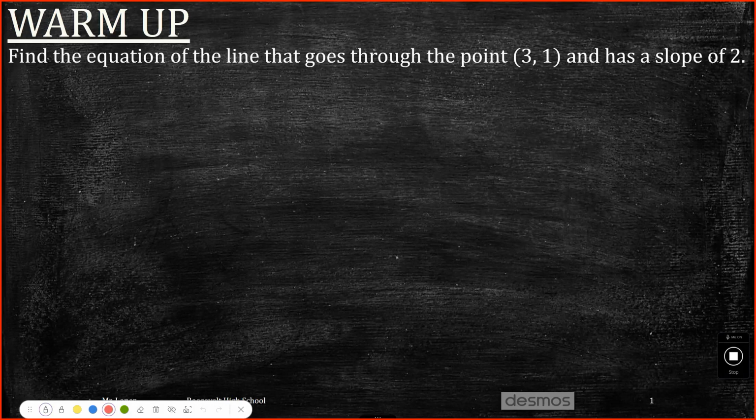All right, so find the equation of the line that goes through the point (3, 1) and has a slope of 2. This is for calculus. It's going to be a recurring question. So here, find the equation of the line that goes through this point. So you need a point and a slope.